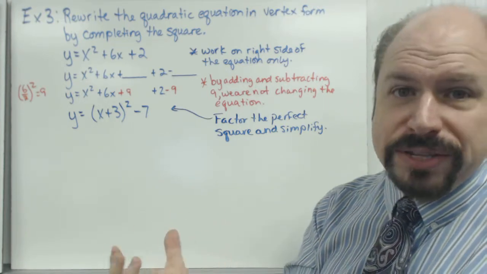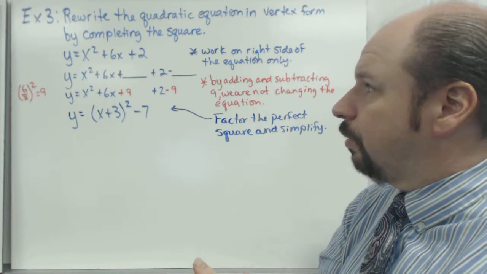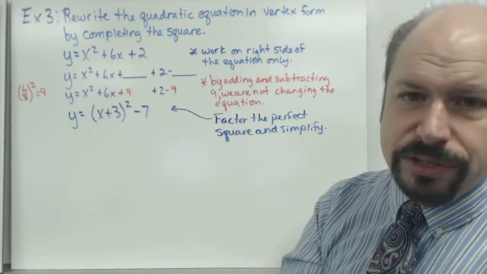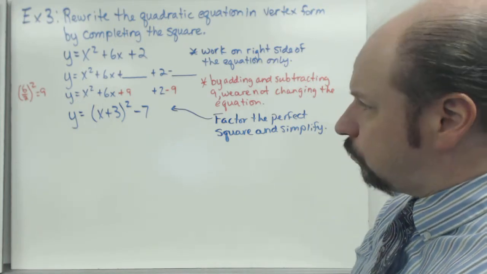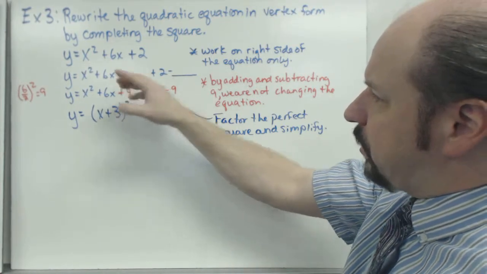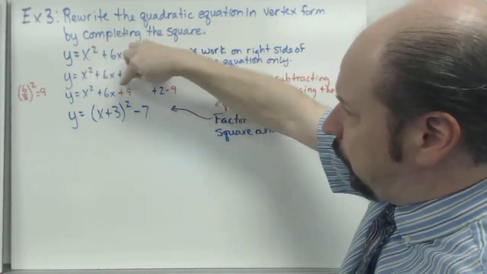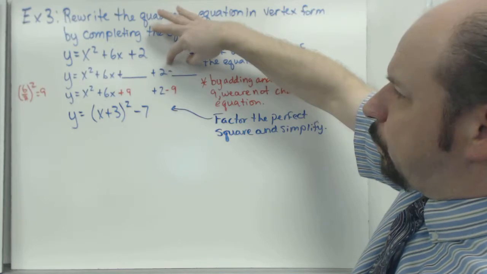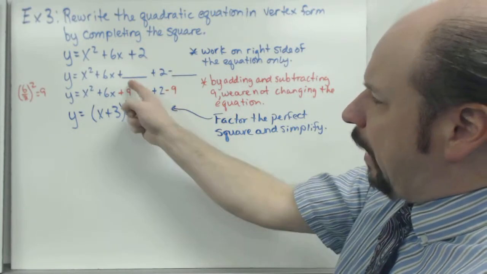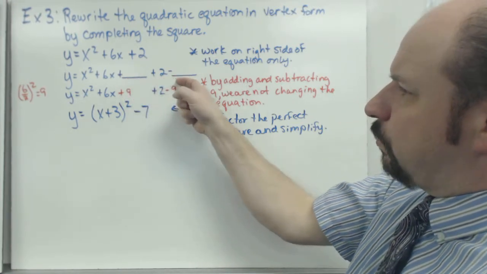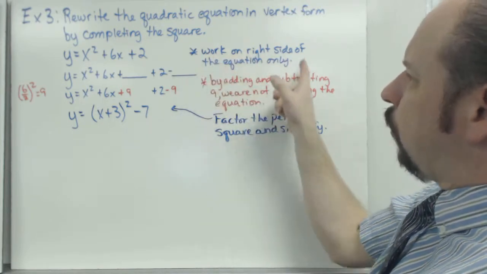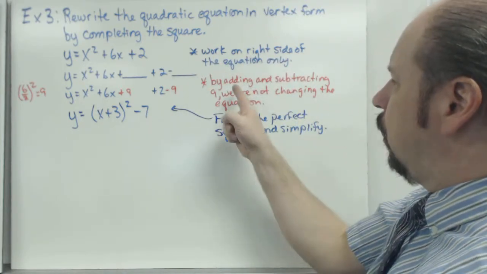Okay, so the process is very similar. I think it's actually a little bit shorter. So if we have something like this, y equals x squared plus 6x plus 2. First thing that you want to do is rewrite it and leave a little space here, because we're going to complete the square with this stuff, and then we're going to have some other number over here. Okay, so rewrite it, and when we add whatever here, we also have to subtract the same thing, because we're working on the same side of the equal sign. So work on the right side of the equation only.